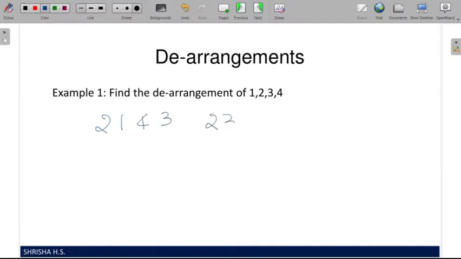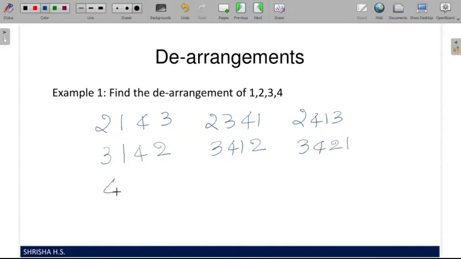2, 3, 4, 1; 2, 4, 1, 3; 3, 1, 4, 2; 3, 4, 1, 2; 3, 4, 2, 1; 4, 1, 2, 3; 4, 3, 1, 2; 4, 3, 2, 1. So these are all the derangements we can have. We can observe here that none of the numbers are in their natural place.